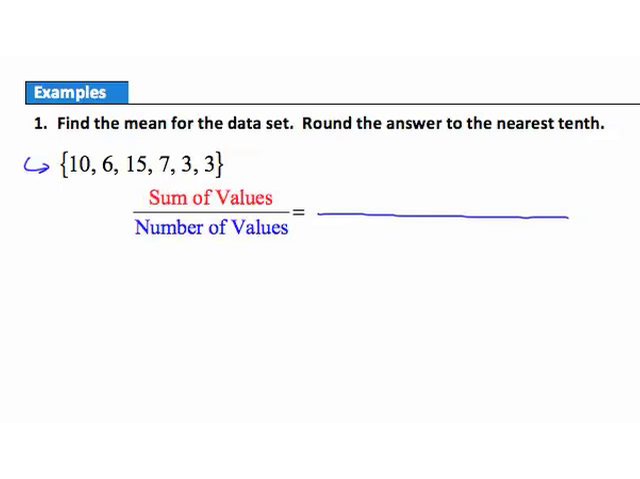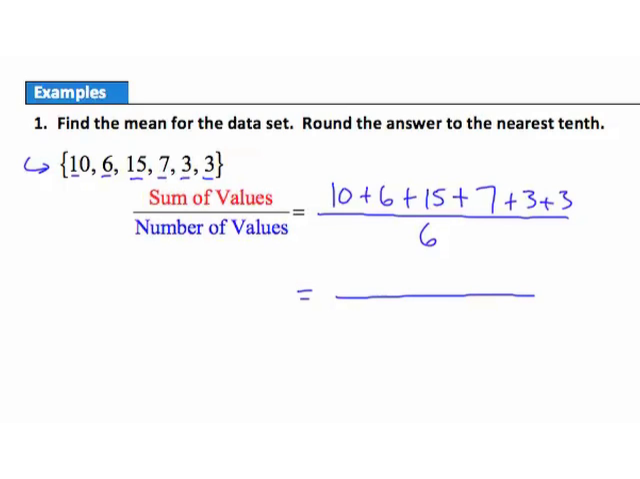So let's write this out. We're going to add all of these things together. So I'd say 10 plus 6 plus 15 plus 7 plus 3 plus 3, and now we're going to divide that by the number of these values. And so we have 1, 2, 3, 4, 5, 6 of these values, so we'll be dividing by 6. And so we're going to add all of those numbers together in the top. When we add all of those numbers together in the top, we get 44. And now that needs to be divided by 6.